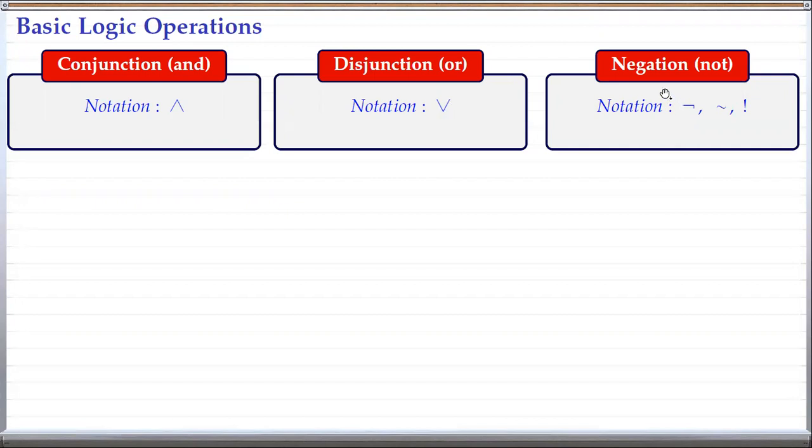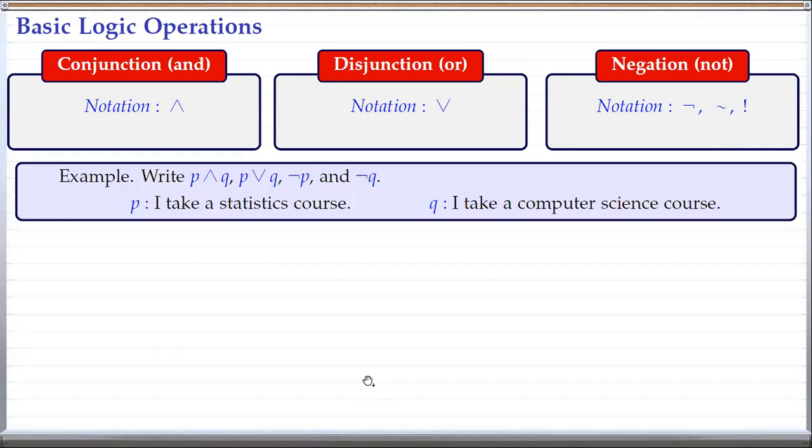And negation, which we generally call NOT, can be denoted by one of these three notations. In this video, we will be using this notation. But the other two are very commonly used also. Now let's look at a few examples.